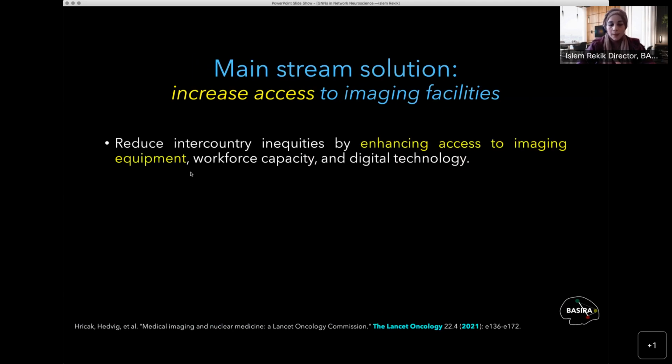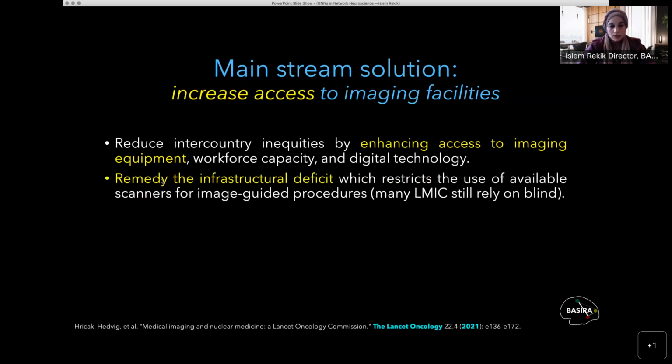It means that you try to enhance access to these imaging equipment. So you bring new MR scanners, you bring this technology to these countries somehow. You also need to build capacity by training workforce, physicians, nurses who would be using these machines, train them to use, for example, digital software, etc. So this technology comes also with workforce capacity building. And this is with the hope to reduce inter-country inequities.